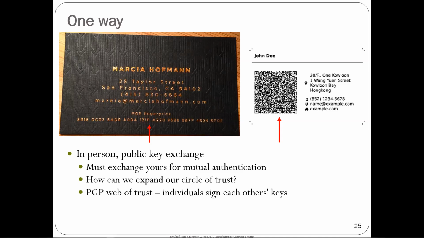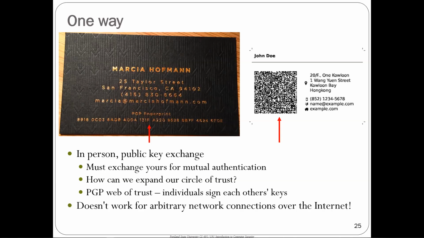Kind of like LinkedIn, right? Where you build up a network and say, oh, you're six degrees away, I'll kind of trust you. But if you're two degrees away, because someone I know vouched for you, maybe I'll trust you a little bit more. So that was the PGP web of trust. But this doesn't work for arbitrary network connections over the internet. We've got to do something else.